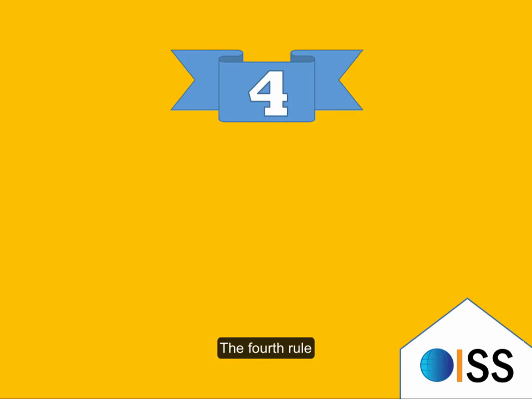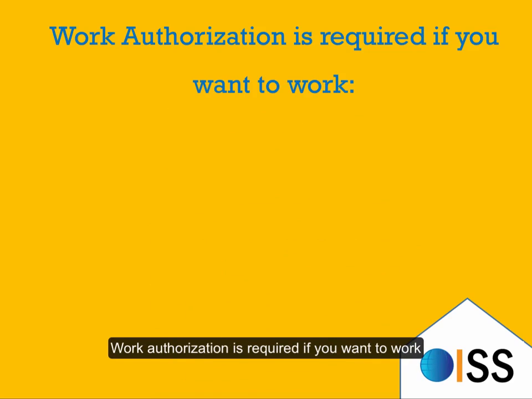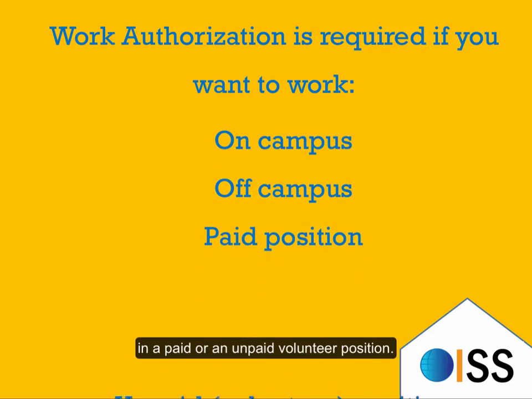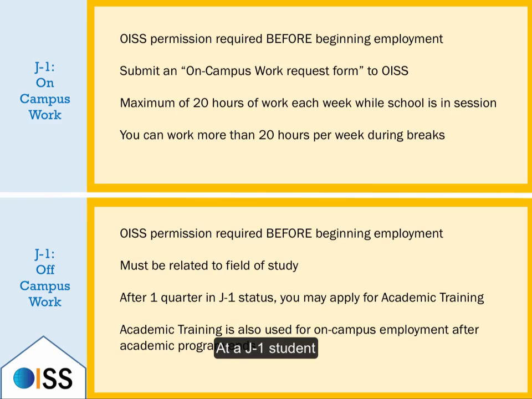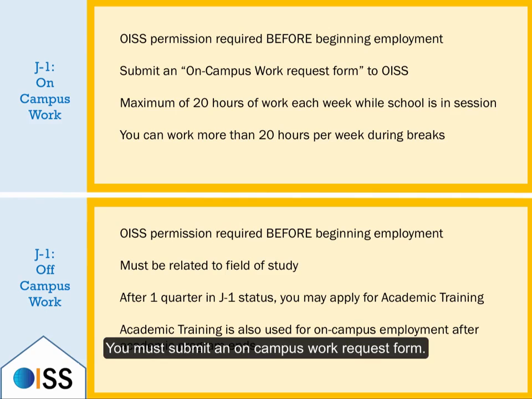The fourth rule has to do with your ability to work. You must not work without authorization. Work authorization is required if you want to work on campus, off campus, in a paid position, or an unpaid volunteer position. As a J1 student, OISS permission is required before you begin employment on campus. You must submit an on-campus work request form.